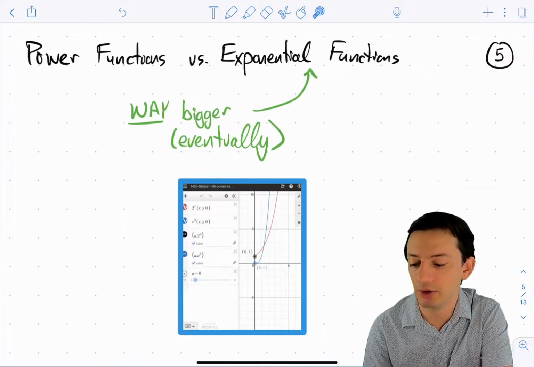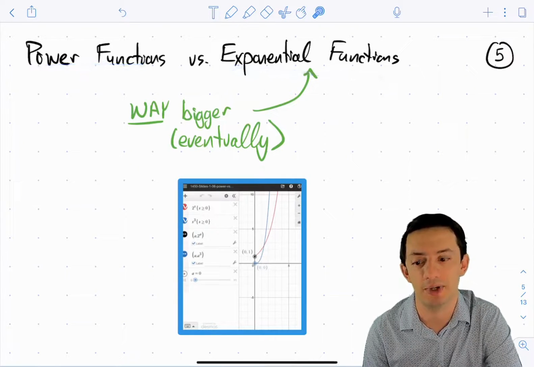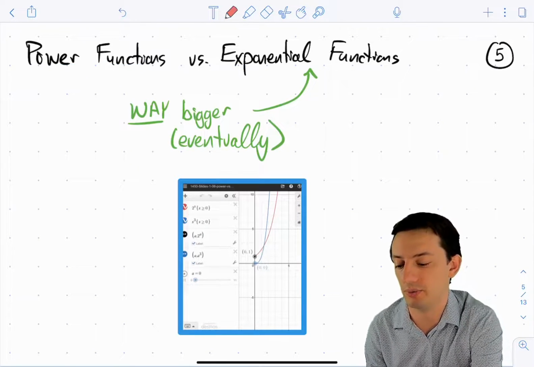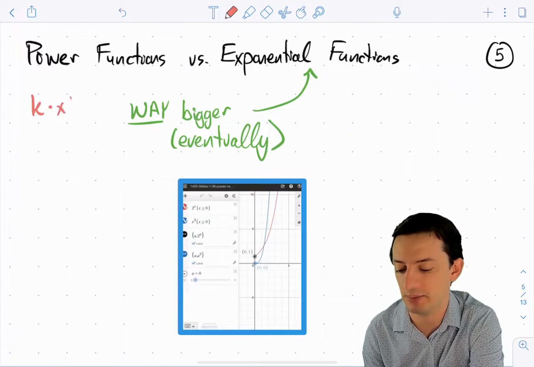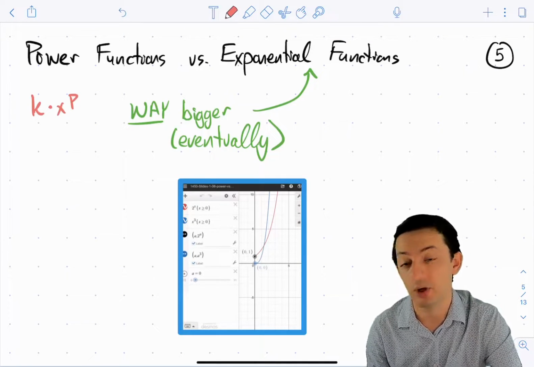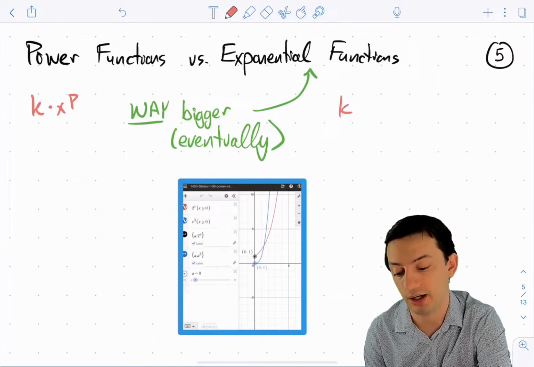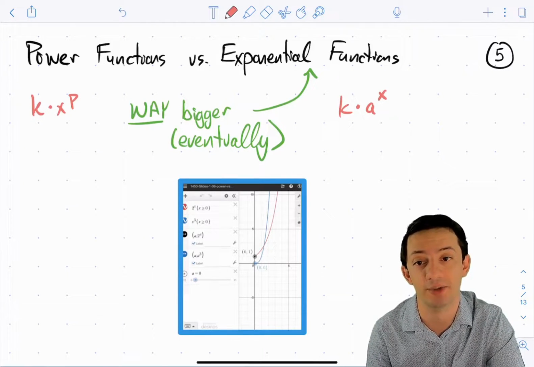Now, you might wonder, what is the difference between power functions and exponential functions, other than the form? We already said that power functions look like k times x to the p. The variable is in the base, not the exponent, whereas exponential functions look like a constant times a constant to a variable. So the variable's in the exponent there.